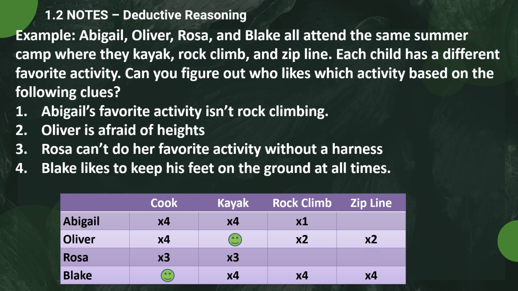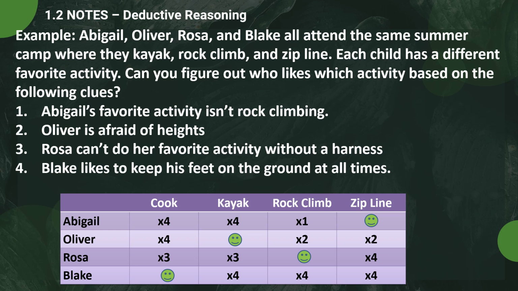Well, that means that Abigail has to be the zip liner. And Rosa has to be the rock climber. So that one last thing for Blake sealed the rest of everything else. Okay, so that wasn't that bad at all. So that is deductive reasoning. Deductive reasoning is not necessarily looking for patterns, but rather looking at logic statements and combining those logical statements.